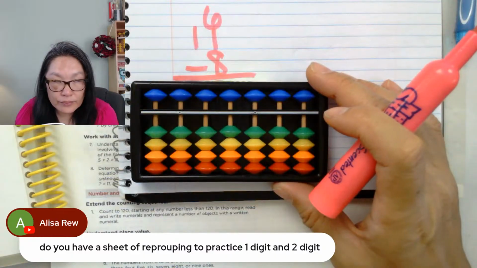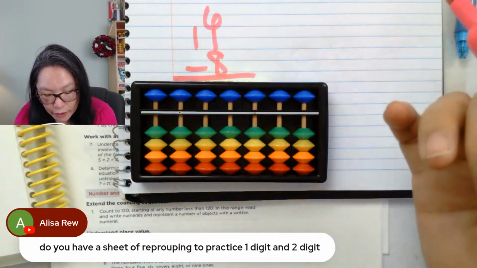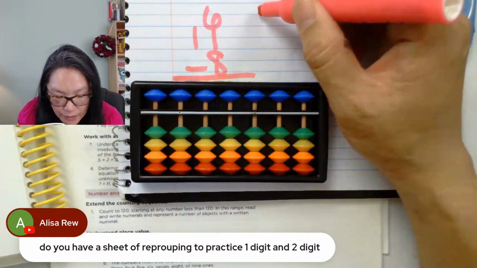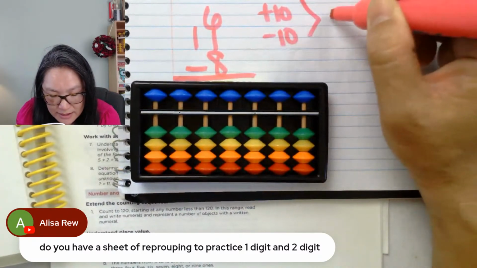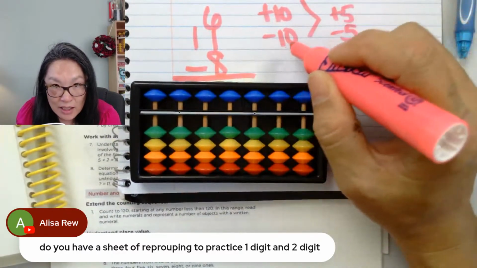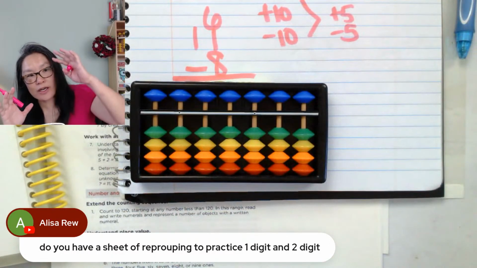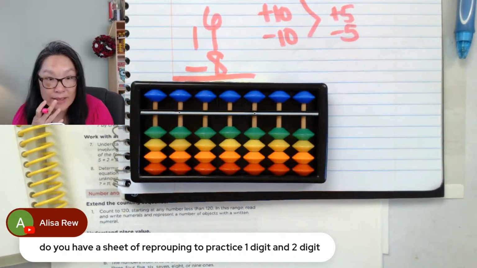Because for the regrouping, I want it to be specific to a +10 and a -10. I don't want to have it mixed with the +5 and the -5 yet. That comes after. So I'm trying to logically step through the questions, if that makes sense.